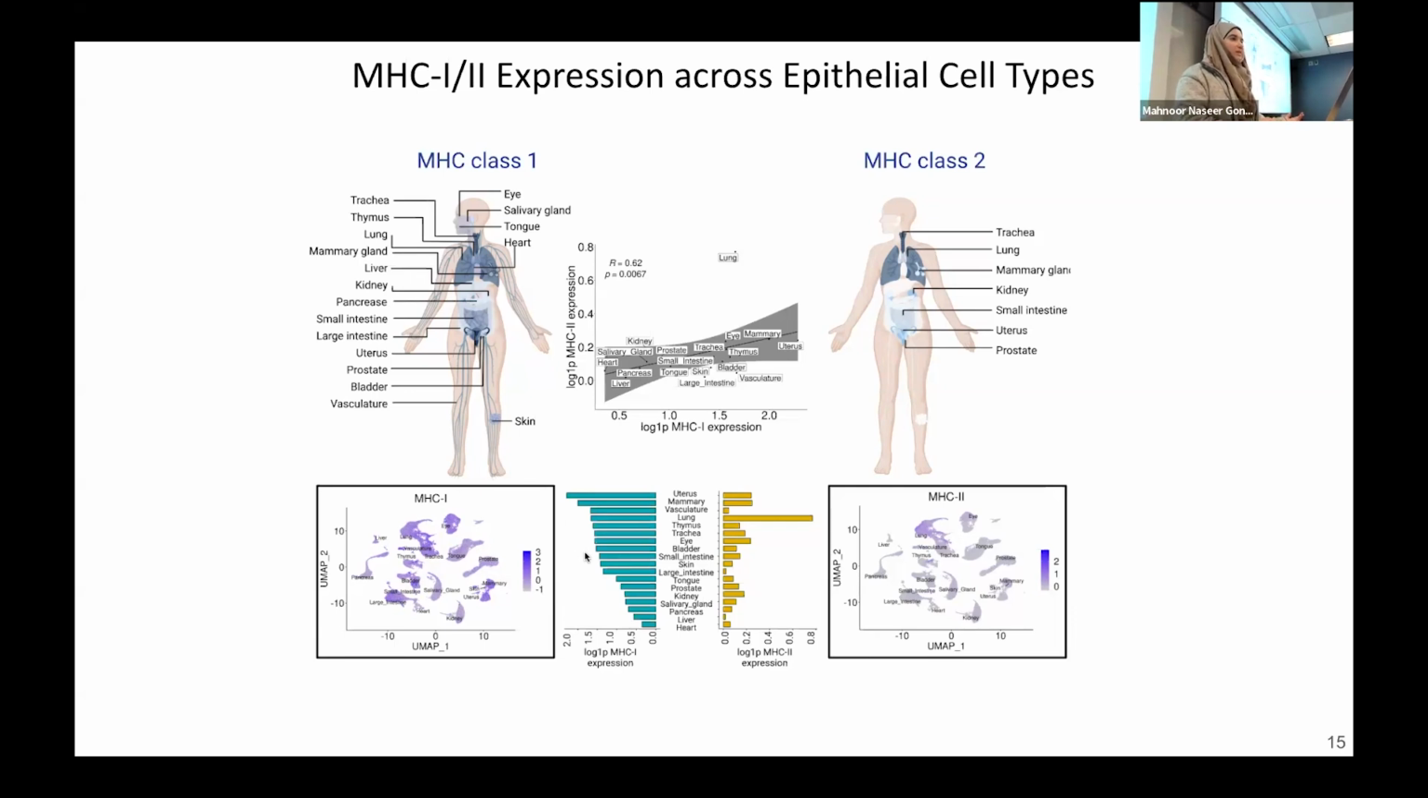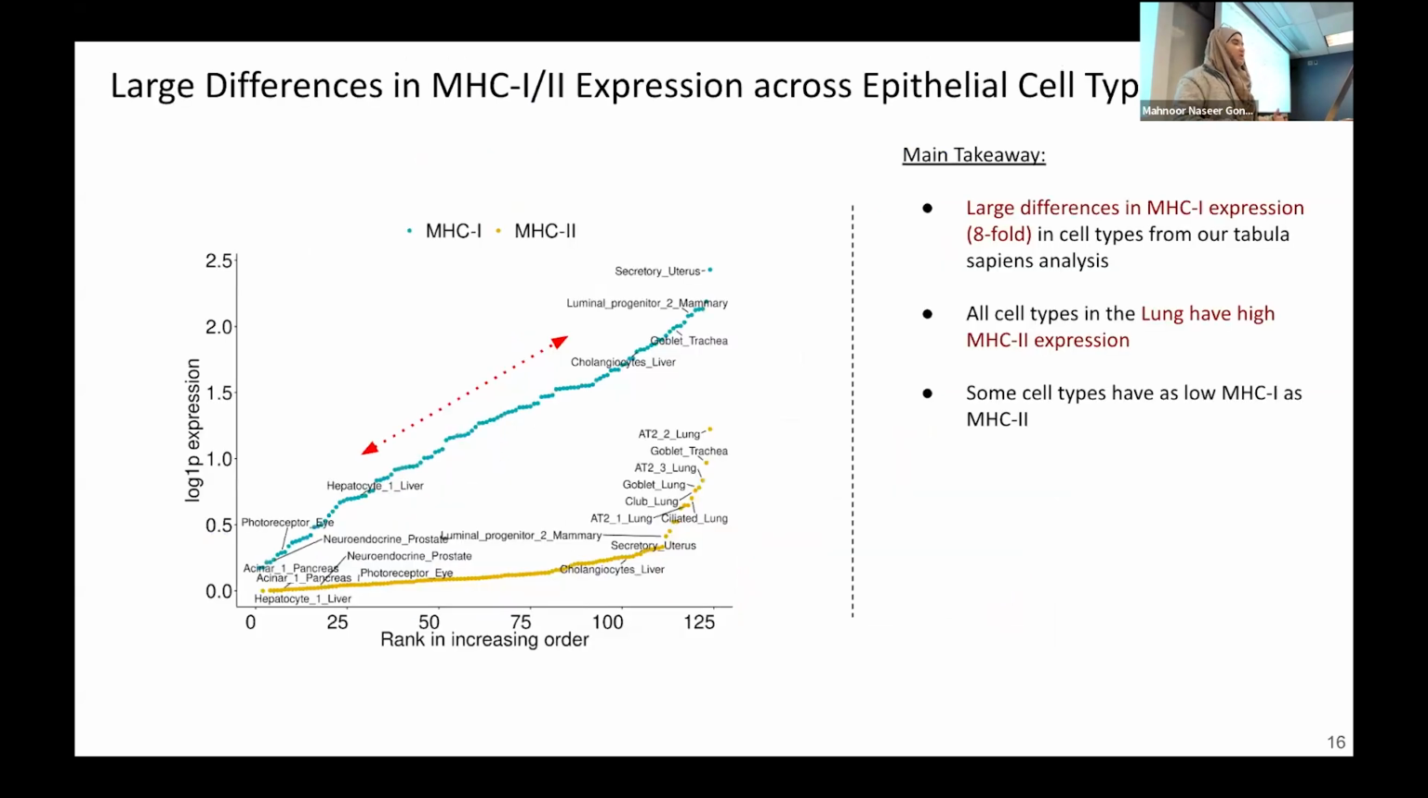Why that variability exists, we don't know yet, but it's definitely not the same level across different tissues. But let's go into more detail because we're not interested in just tissue level. We're interested in the epithelial cell type level. You can see over here, the blue is MHC class 1 and the yellow is MHC class 2. First thing, again, there is an eightfold difference between all of these 124 epithelial cell types for MHC class 1 expression.